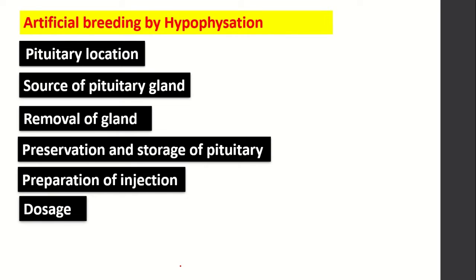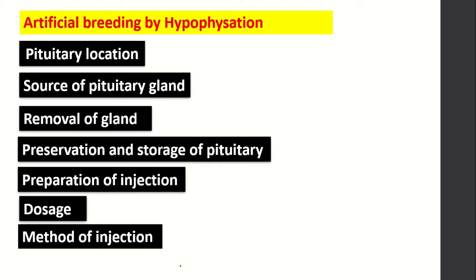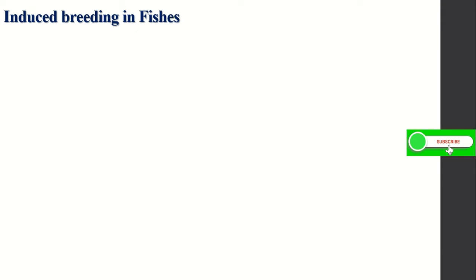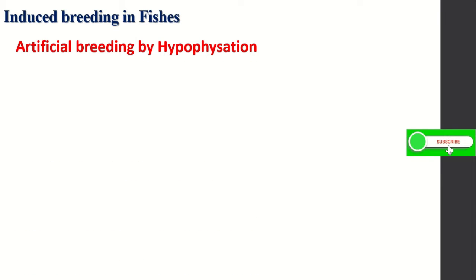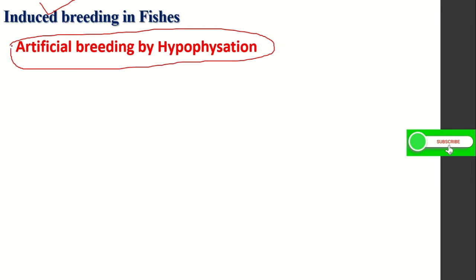Induced breeding in fishes is also called artificial breeding by hypophysation. With the help of the hypophysation technique, the breeding which takes place in fishes is induced, and that is called artificial breeding by hypophysation.